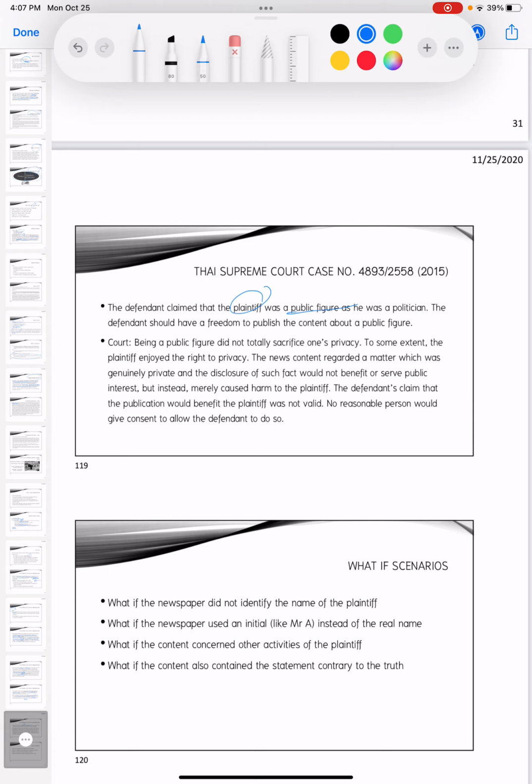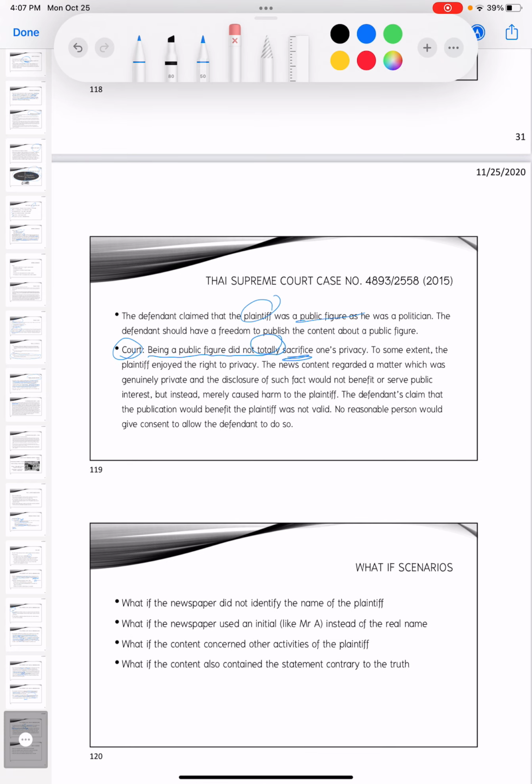This is really important. The court said being a public figure does not totally sacrifice one's privacy. You learn from this that, okay, public figures must sacrifice a part of their lives, right? However, being a public figure does not totally sacrifice one's privacy. To some extent, the plaintiff enjoyed the right to privacy. The news content regarding the matter, which was genuinely private, and the disclosure of such facts would not serve the public interest, but instead merely cause harm to the plaintiff. So, the plaintiff wins in this case.